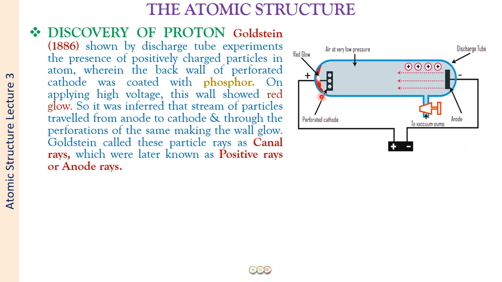So from this we could infer that there was a stream of particles traveling from anode to the cathode, passing through the perforations and making the wall glow. Goldstein called these particles canal rays, and they were later known as positive rays or anode rays. Positive rays because the nature of the particles of these rays was positively charged, and anode rays because the direction of the particles was from the anode towards the cathode.